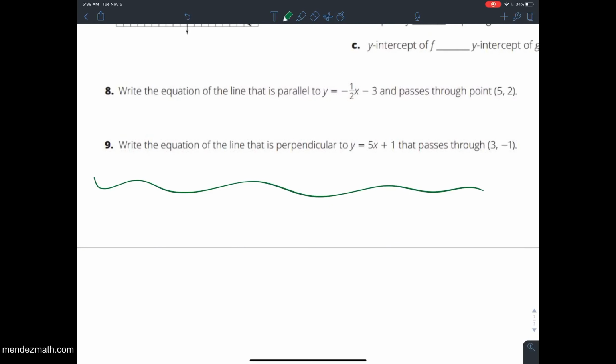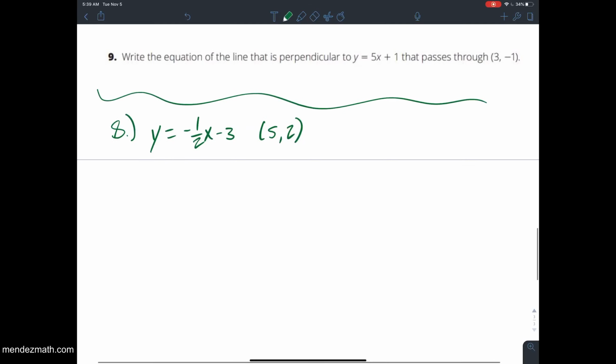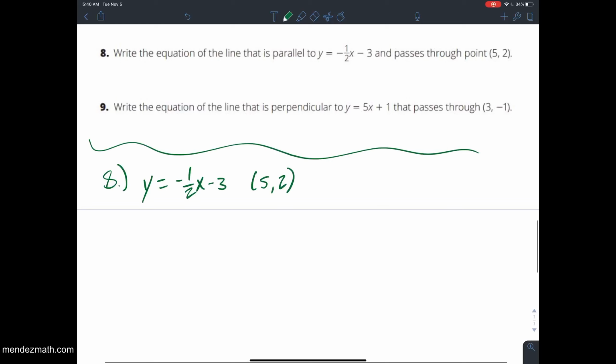I'm going to actually draw a line and just do number 8 right here. Write the equation of the line that is parallel to y equals negative 1/2 x minus 3 and passes through the point 5, 2. So we're given a line, y equals negative 1/2 x minus 3, and it has to pass through the point 5, 2. Okay, so that being said, we know they're parallel lines. That's crucial.